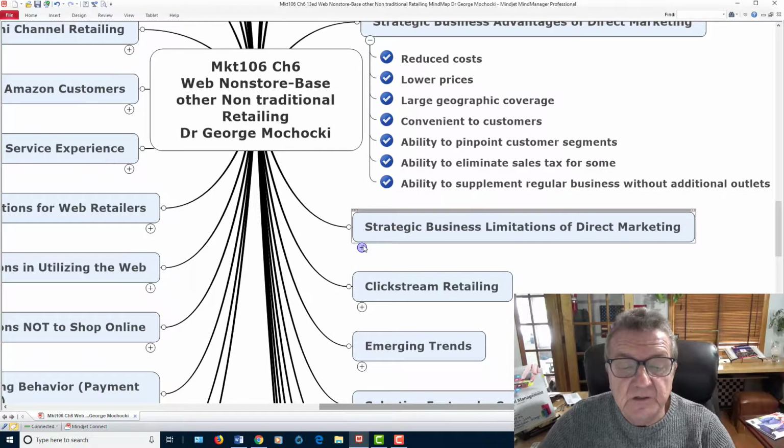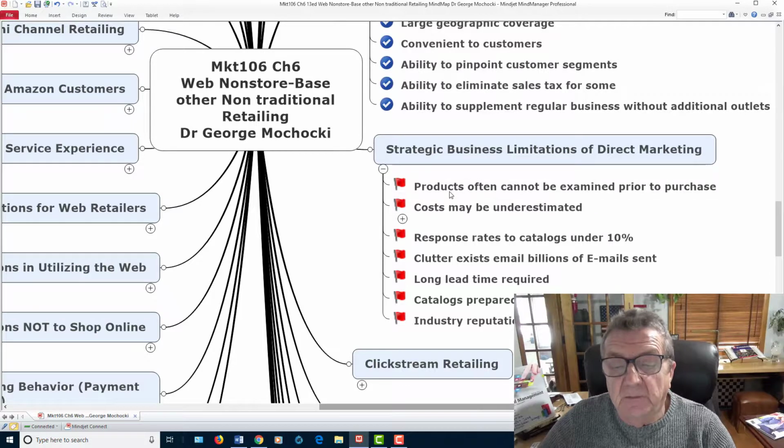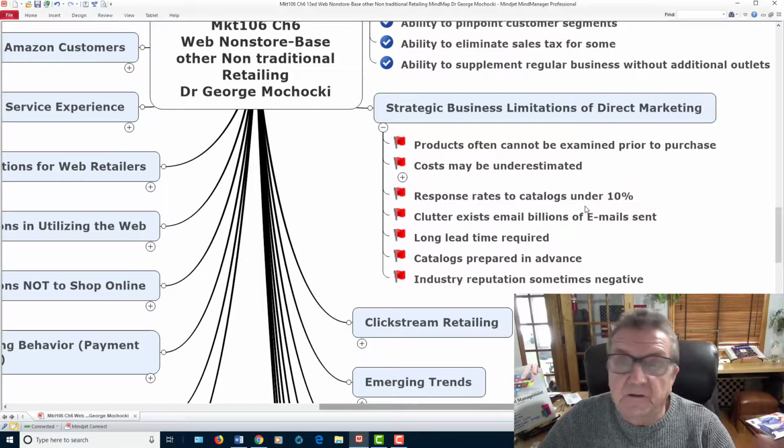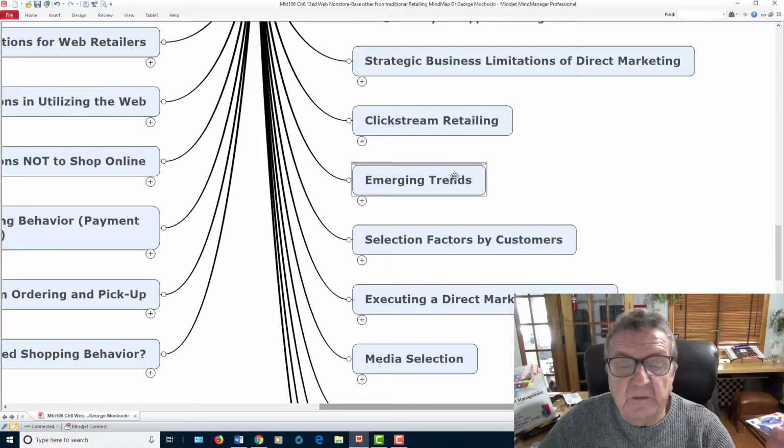Strategic business limitation, what a limitation. Products can't be examined, can't be touched. Rates, catalogs. I have to pay for the catalog. There's an extra cost on there. Long lead time sometimes to get in. The book did a nice job on that.